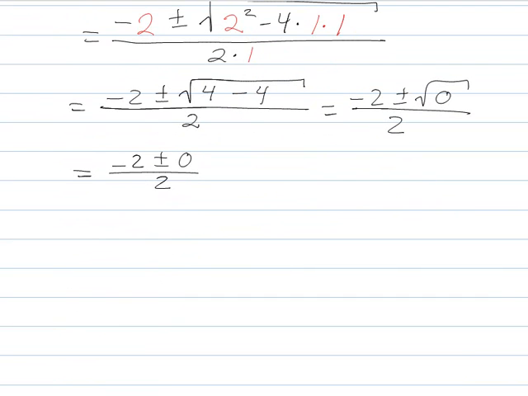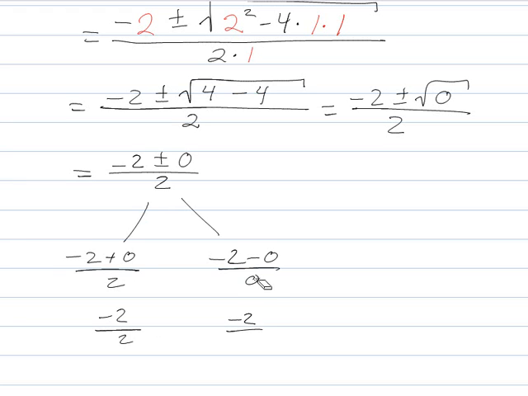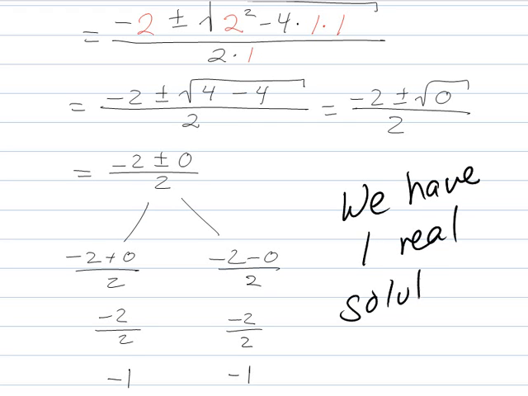Now if you really want to get formal, you can break this out and say it's negative 2 plus 0 and negative 2 minus 0. But in the end, we know it's going to come out to the same thing on both sides. So really what we have here is one real solution. We have exactly one of the same thing. Sometimes people will say it's a repeated solution, but most of the time people will say that we just have exactly one real solution.